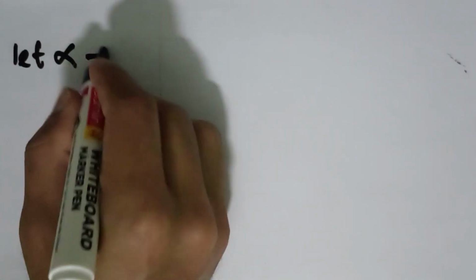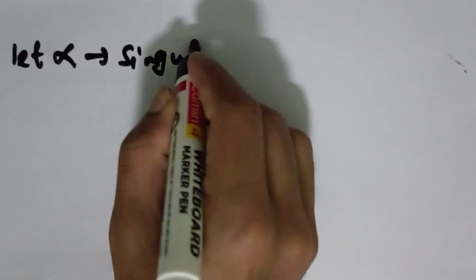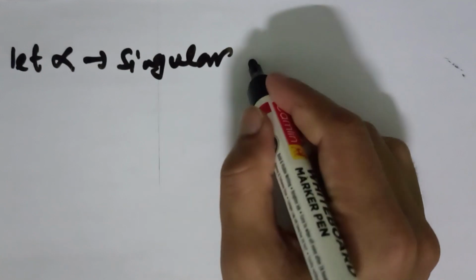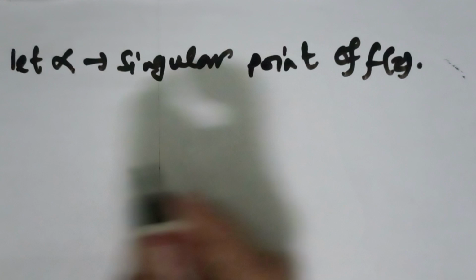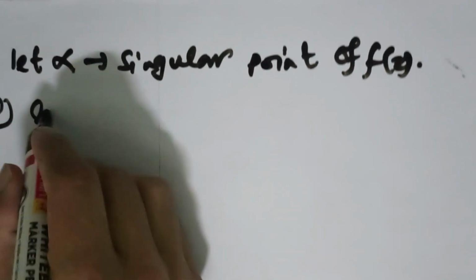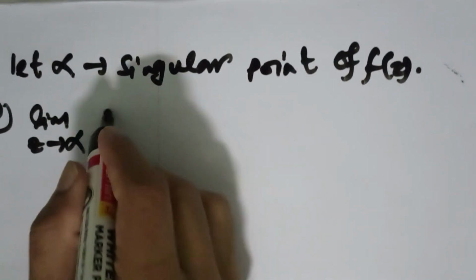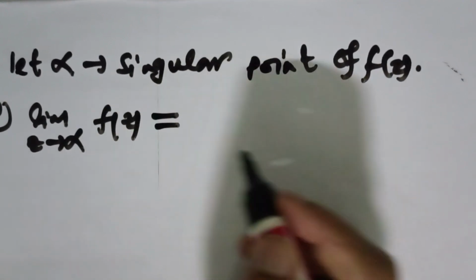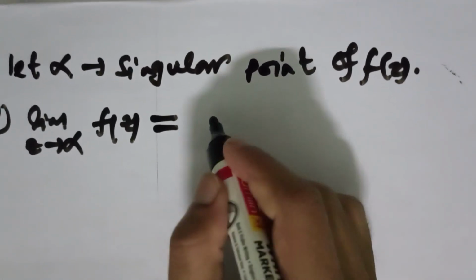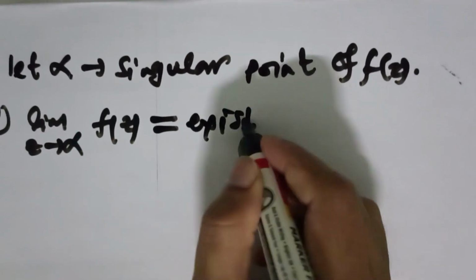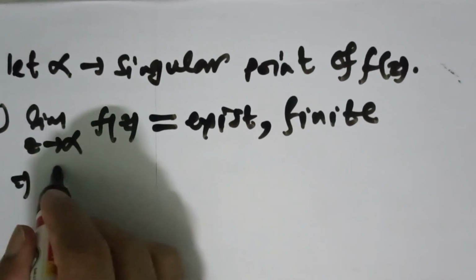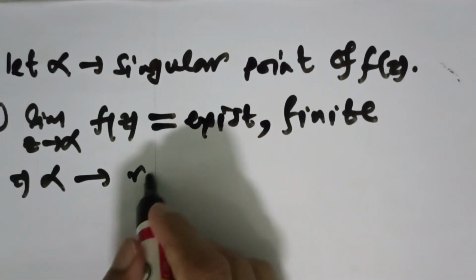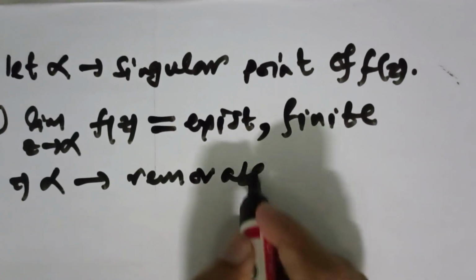Let alpha be a singular point of a complex function f(z). Singular point means it may be a removable singularity, it may be a pole, or it may be an essential singularity. If the limit as z tends to alpha of f(z) exists and is finite, then alpha is said to be a removable singularity.